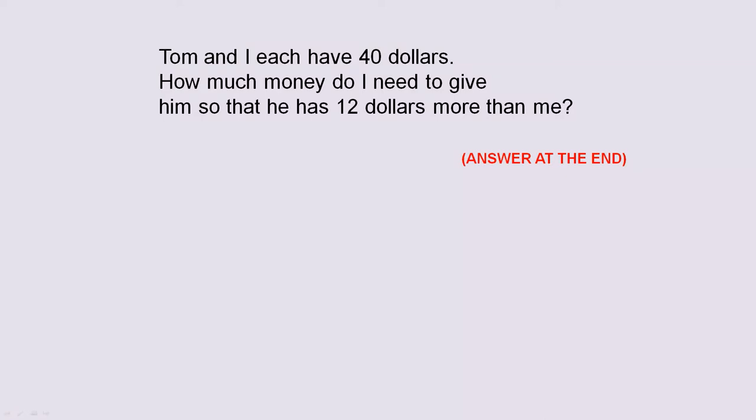Tom and I each have $40. How much money do I need to give him so that he has $12 more than me?